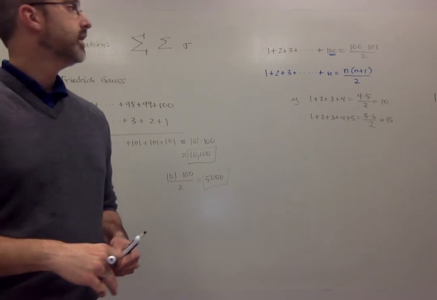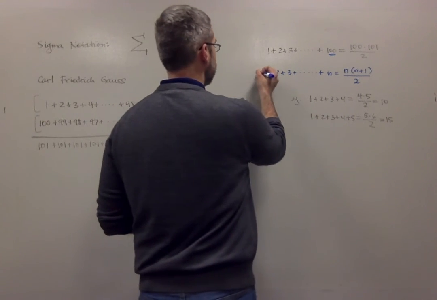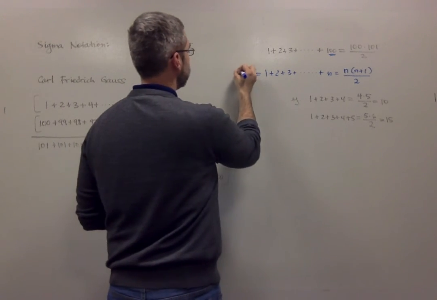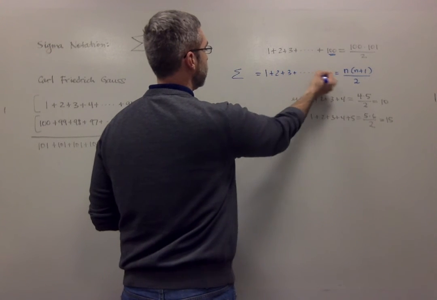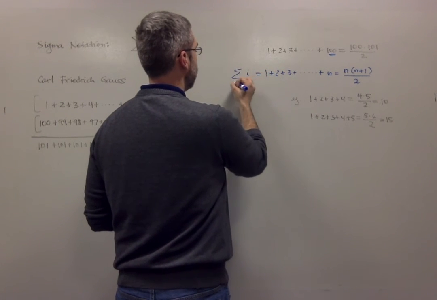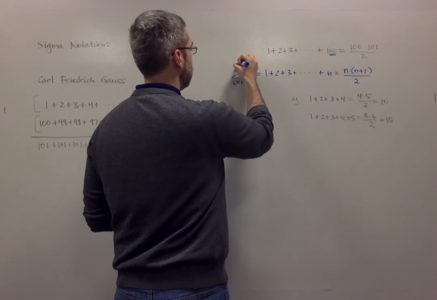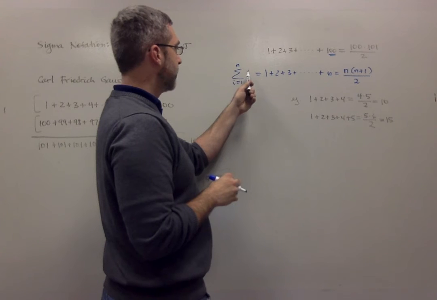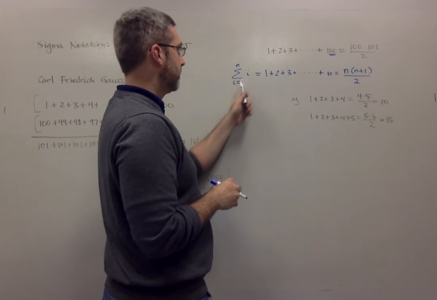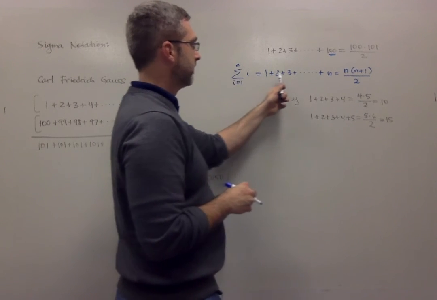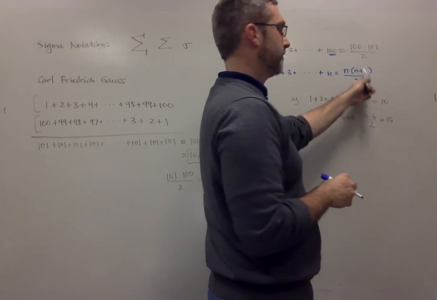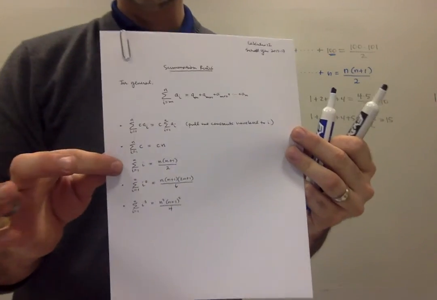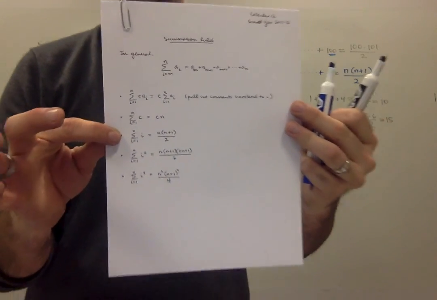But if I were to put this formula in sigma notation, you'll notice it's the sum. This is the thing that keeps going up, so I'm going to call that i, and i starts at 1 and goes up to n. So anytime you see the sum of just i from 1 to something, it represents a sum like this, and this is what it adds up to. And you'll see that's actually the third formula on your sheet here.